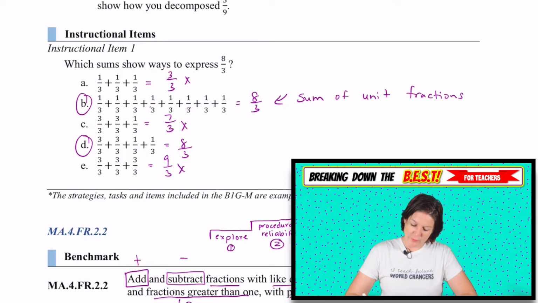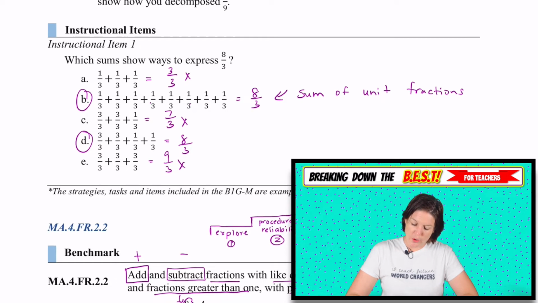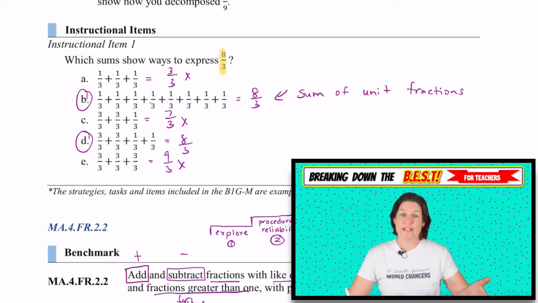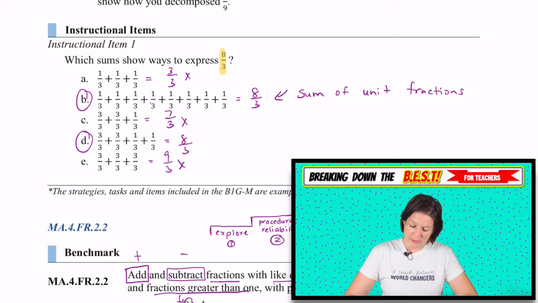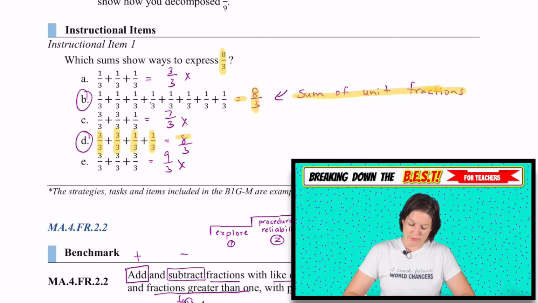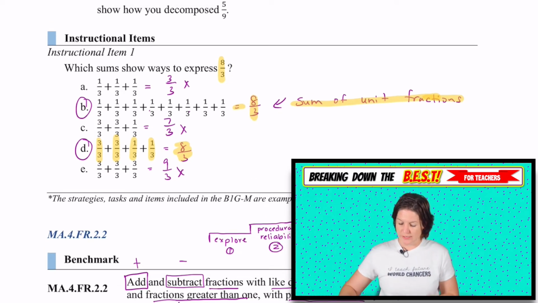Here we have which sums show a way to express 8/3. This one is a great example of what this standard looks like in action because it's showing multiple ways. Here, B is correct because it does equal 8/3. And this is the sum of unit fractions right there, something that they learned in third grade. But it could also be like this, where we have 3/3 plus 3/3 plus 1/3 plus 1/3, which also equals 8/3. And you can see that's what the standard looks like in action right there, okay? All right, I think that's it for breaking down the standard.